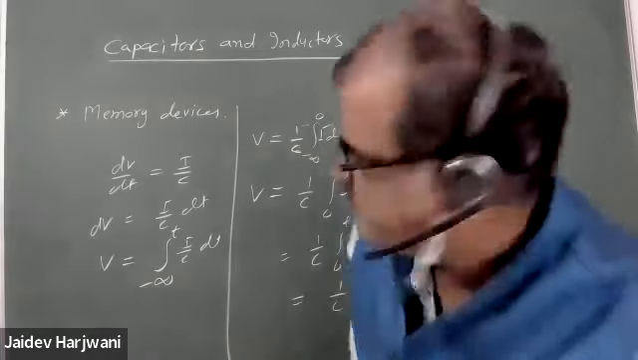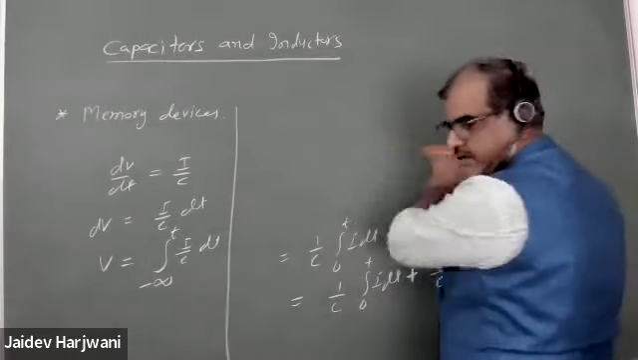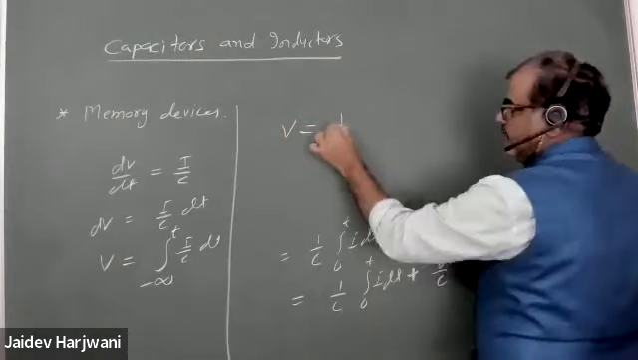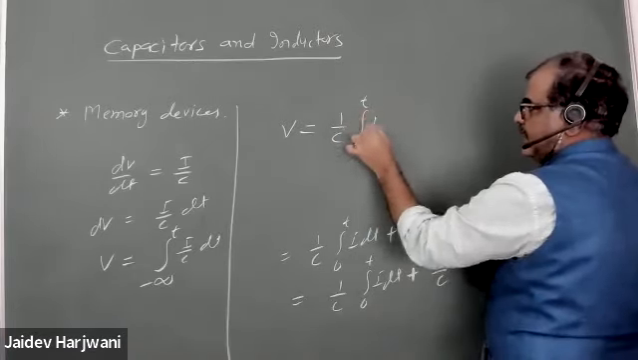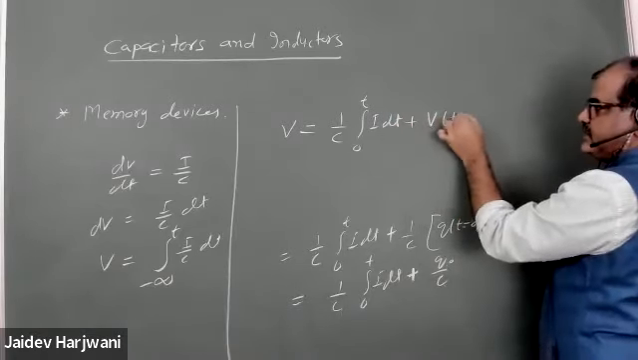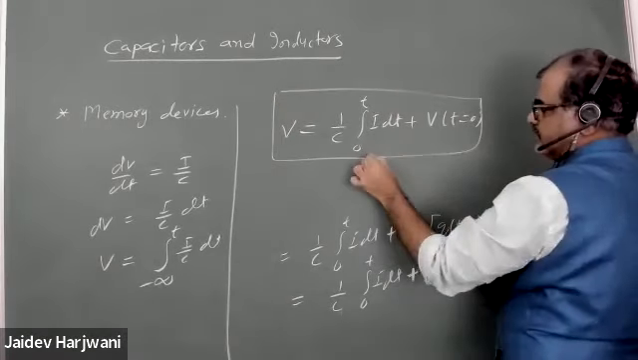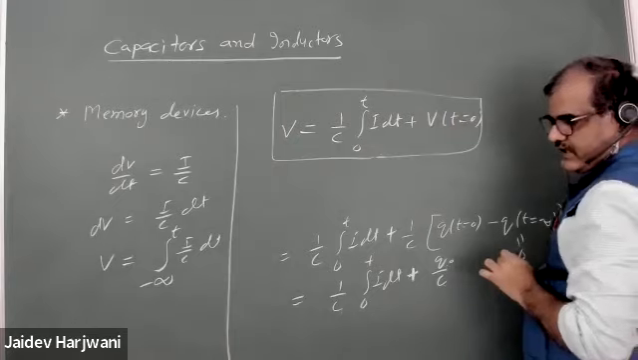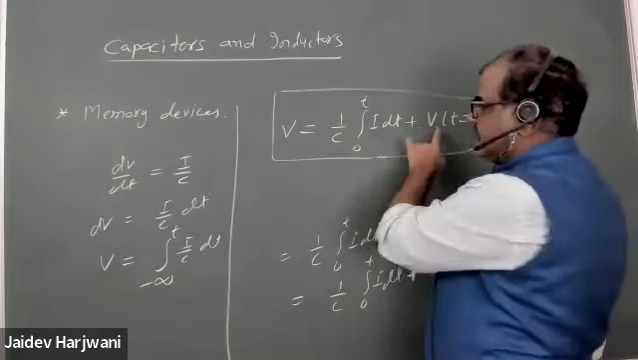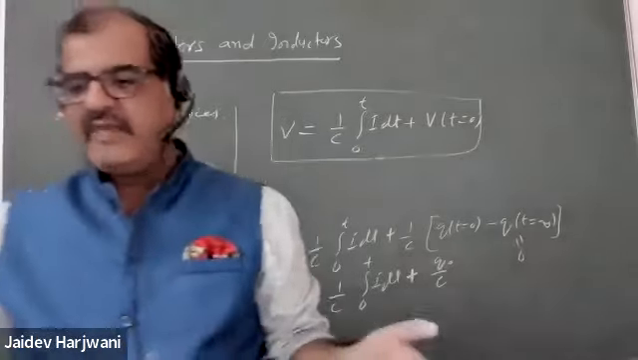So now I can write this equation. Let me complete it: 1 upon C, 0 to t, I dt, and this Q naught by C you can write as the voltage at t equals 0. So this is the voltage we have to consider when we are starting charging the capacitor. This is the initial voltage. This is why it is called a memory device: as it has charge storage, it may have some initial voltage.